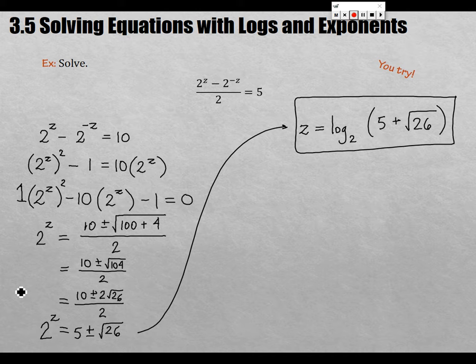Yeah. We've got, what's the inverse of 2 to the z? Log base 2. Or you can think about rewriting it in logarithmic form, right? Log base this of this equals this, right?